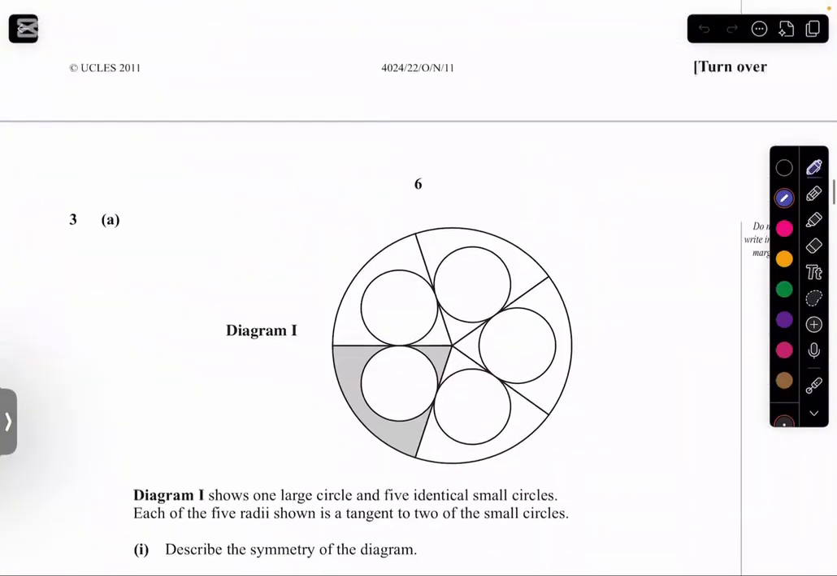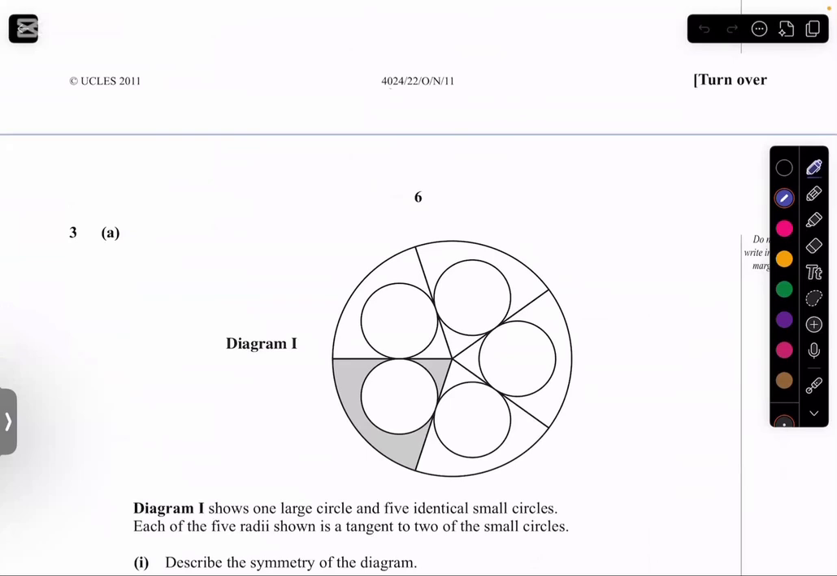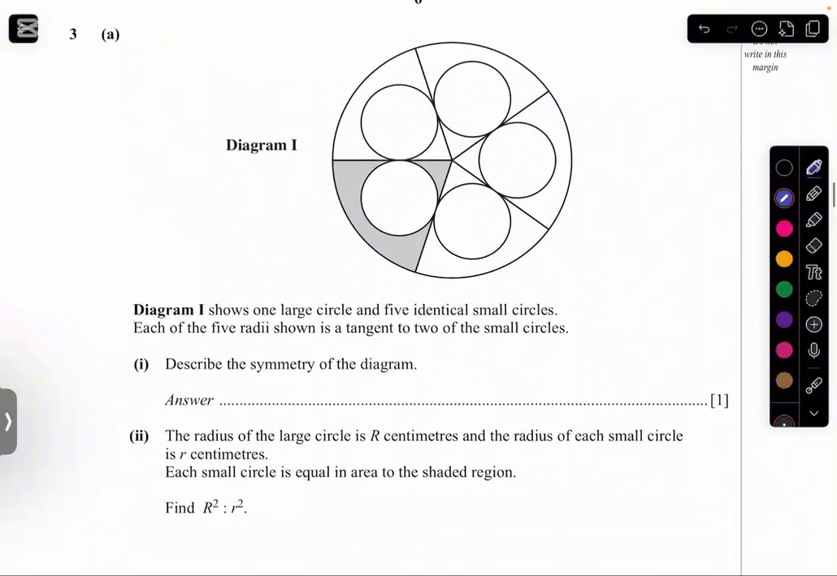Now let's very quickly do some questions. This is the question from October-November 2011, paper 2 variant 2, question 3. Diagram 1 shows one large circle and 5 identical small circles, right? One large circle, and then we have identical small circles here, 5 in number.